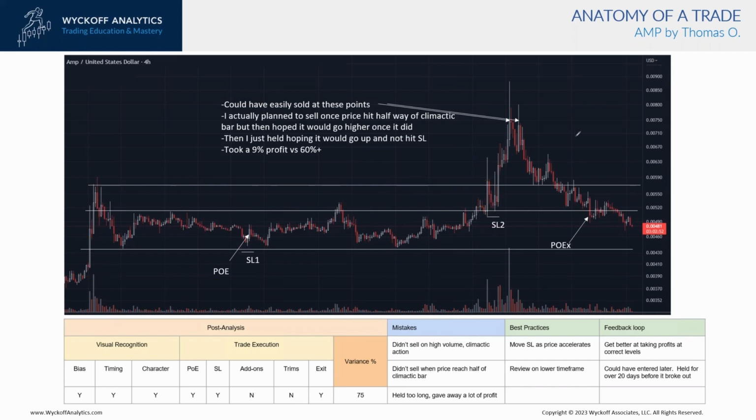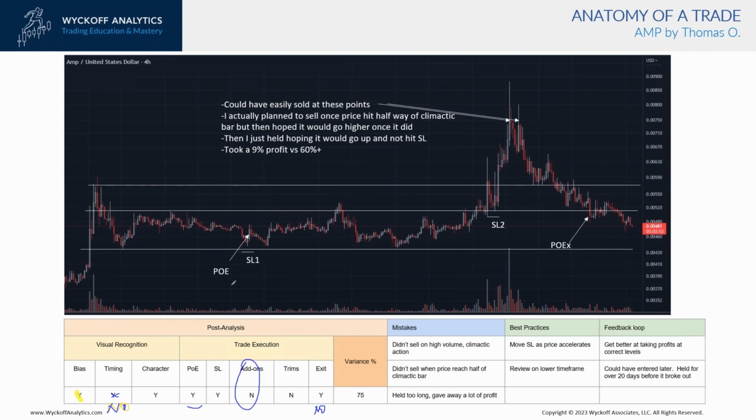Franz, what do you see in the execution here? Well, let's take a quick look at our post analysis and then we'll wrap this up. The visual recognition, Roman, the bias definitely right for this trading range anyway. The timing, I think you might have a couple of comments there, and the character good. And then the trade execution itself, points of entry, we're okay with that. The stop loss placement, definitely good. No add-ons and no trims. You might have a couple things to say about that real quick. And then on the exit, definitely needs some help. So over to you, Ramon.